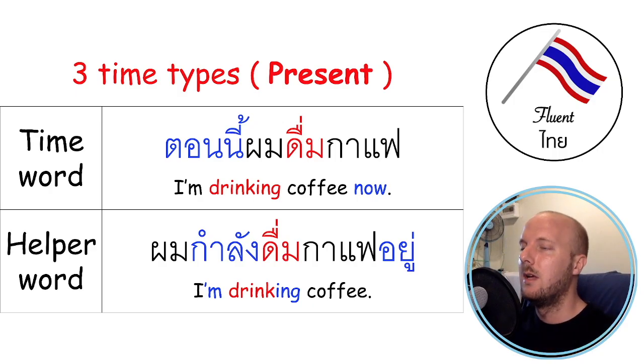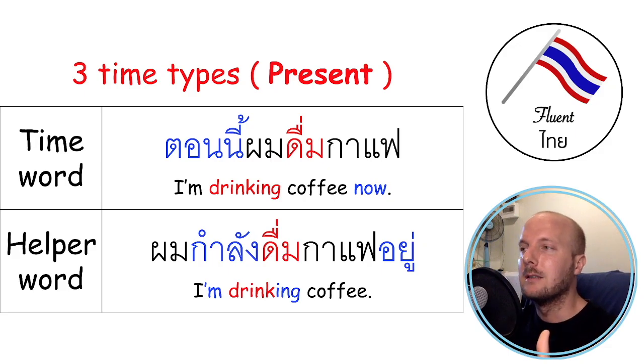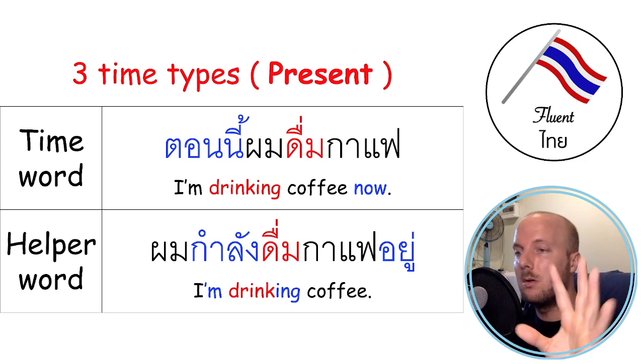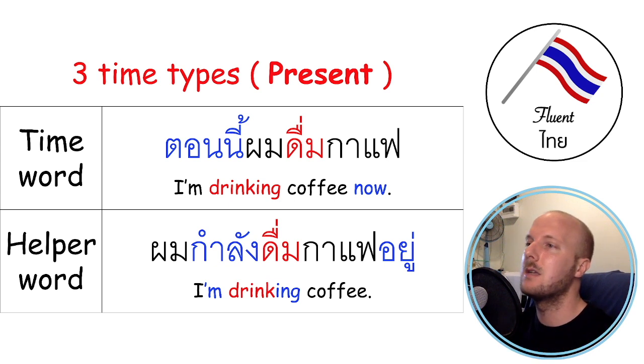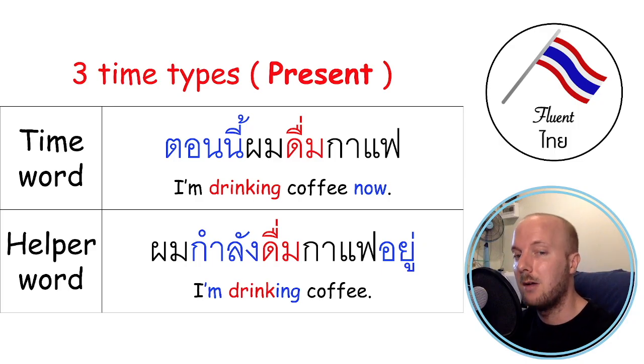state. So in Thai, I just taught you this a few minutes ago. We would use กำลัง before the verb and then อยู่ at the end, and it could be both or either or. You remember that? So I'm drinking coffee, you can say ผมกำลังดื่มกาแฟอยู่, or you could just say ผมกำลังดื่มกาแฟ, or you could just say ผมดื่มกาแฟอยู่.